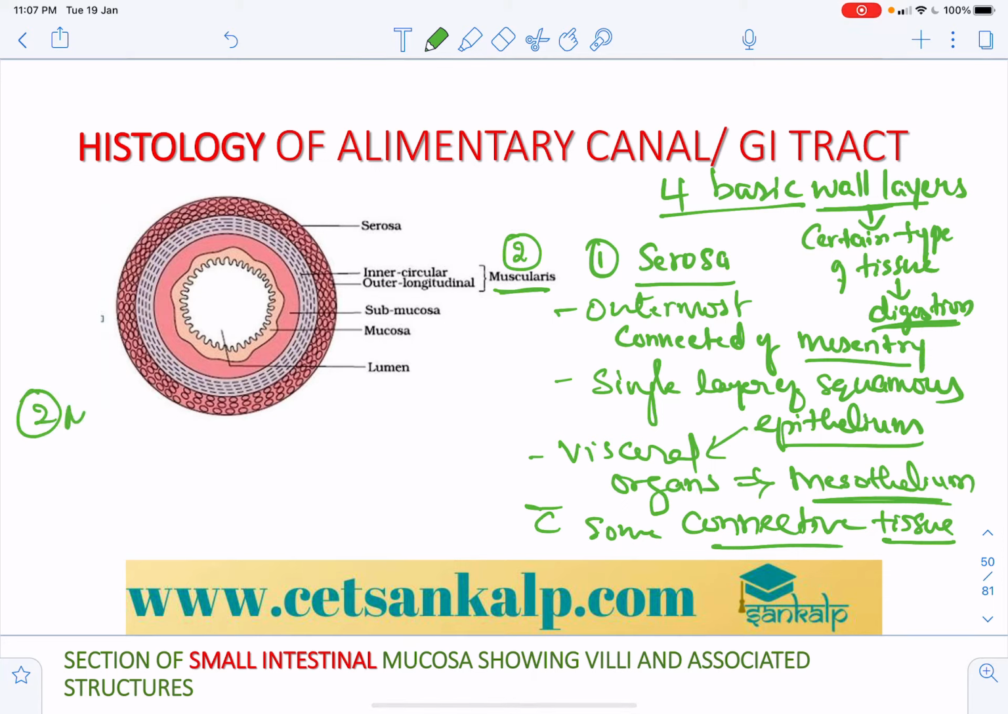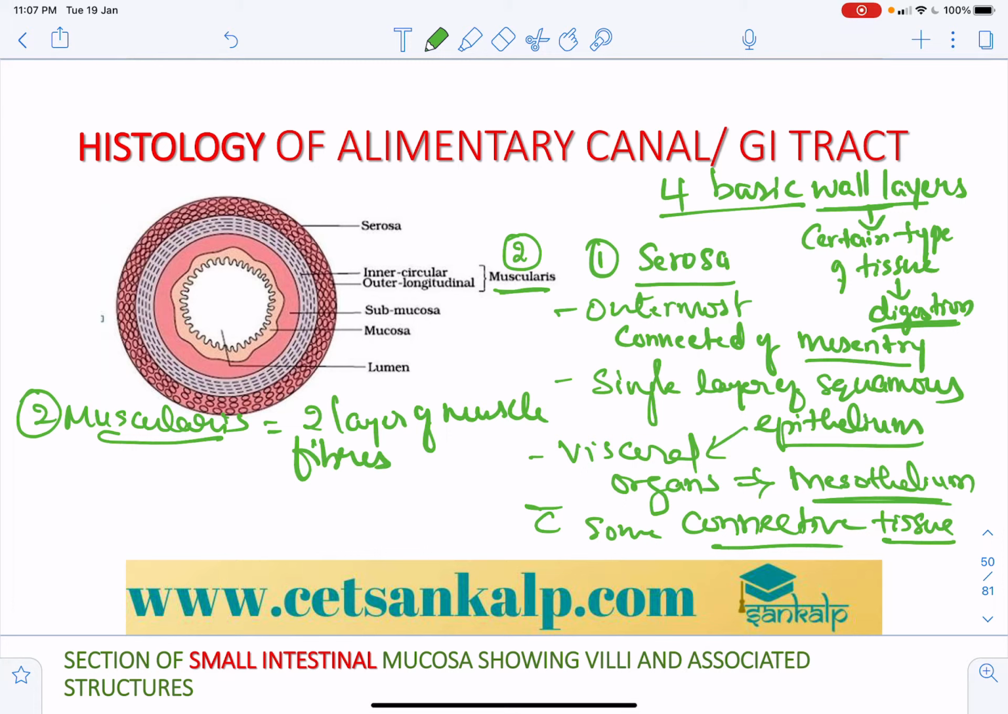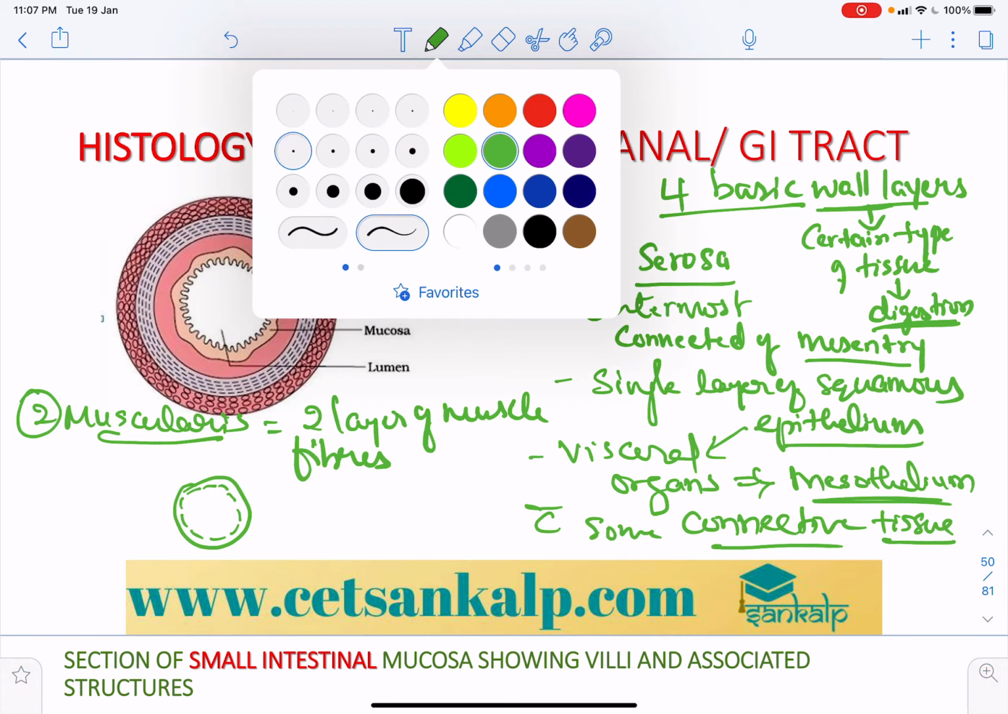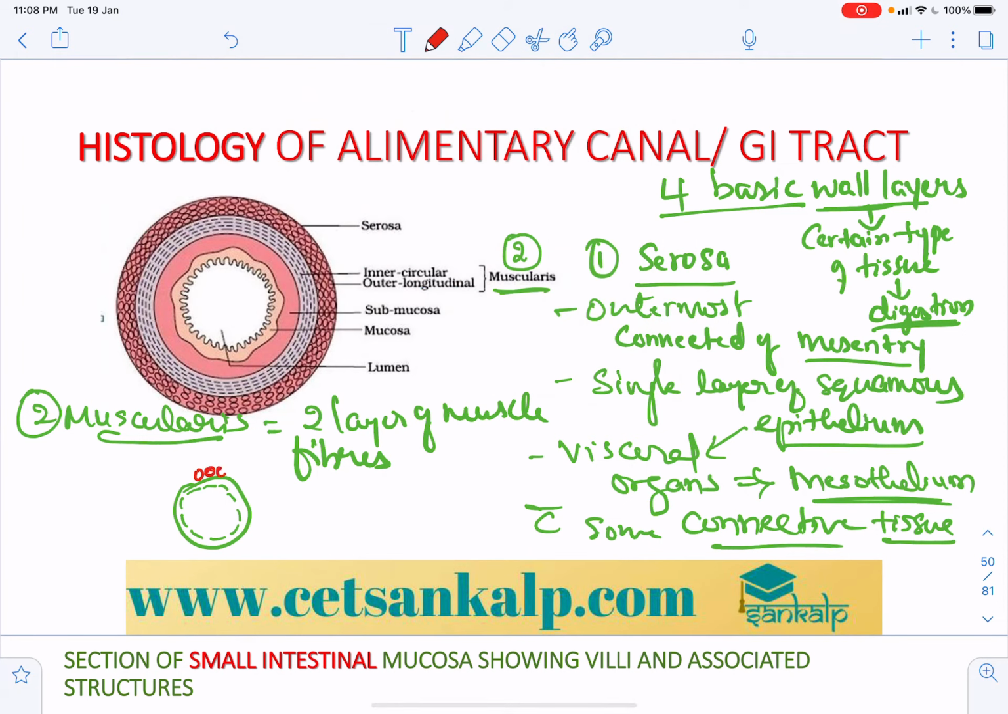The second layer, the muscularis, is made up of two layers of muscle fibers. What are those two layers of muscle fibers? Generally the inner layer is the circular layer, and the outer layer is made up of longitudinal fibers.